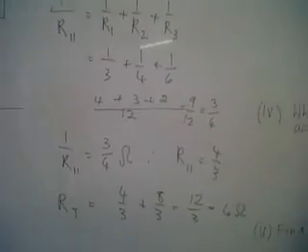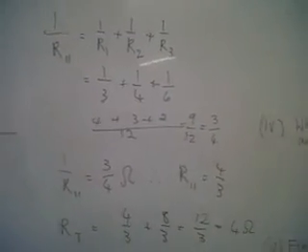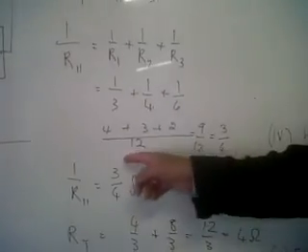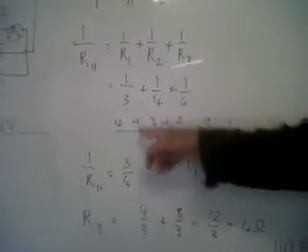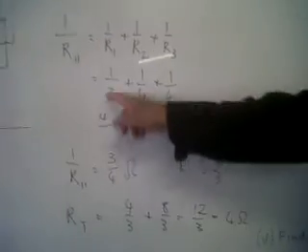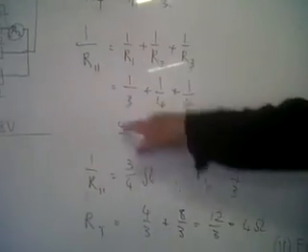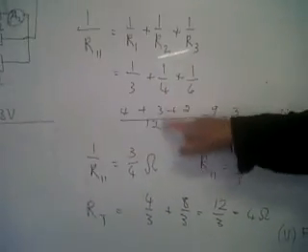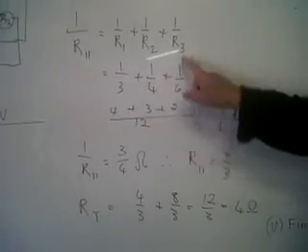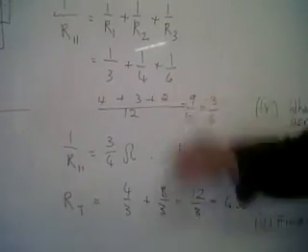Now obviously we're going to have to find an LCM here. It's 12 is the best. 3 goes into there 4 times. 4 times 1 is 4. 4 goes there 3 times. 3 times 1 is 3. 6 goes into there 2 times. 2 times 1 is 2. Add them up, it's 9 over 3 is 3/4.